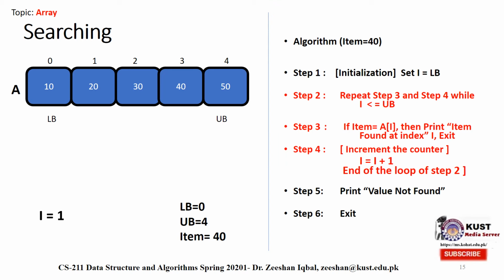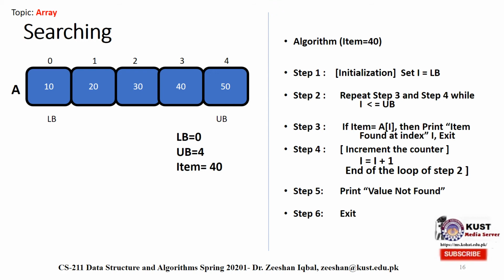In step 4, we will again increment the value of I by 1, so the new value of I will be 2, and we will move back to step number 2 until the loop is false. Now here the value of I will be 2. In step 2, we will apply a while loop with the last value as the upper bound, which will be true as 2 is less than or equal to 4. Here we can see that the while loop is true, so we have to repeat step number 3 and 4.